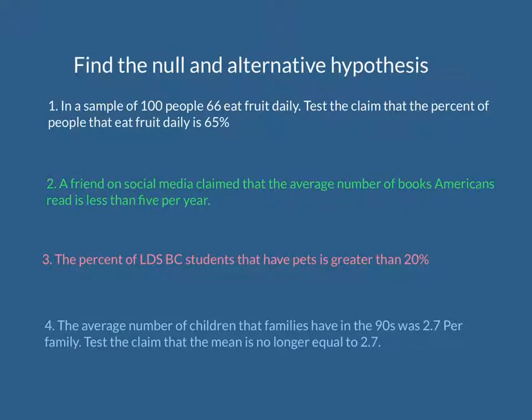In our first example, finding the null and alternative hypothesis, let's see. We have a sample of 100 people, 66 eat fruit daily. Test the claim that the percent of people that eat fruit daily is 65%. So my null hypothesis is about a proportion. So my population proportion is equal to 0.65. Because I have equality in my original claim, my alternative hypothesis then would be that my proportion cannot equal 0.65.